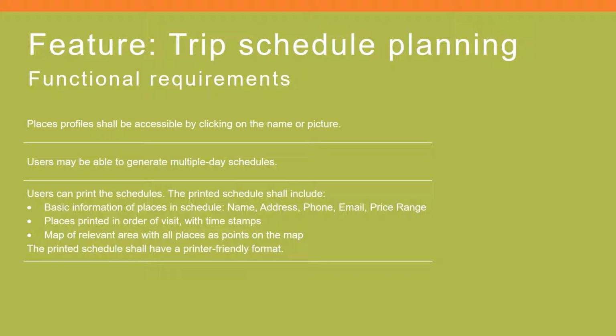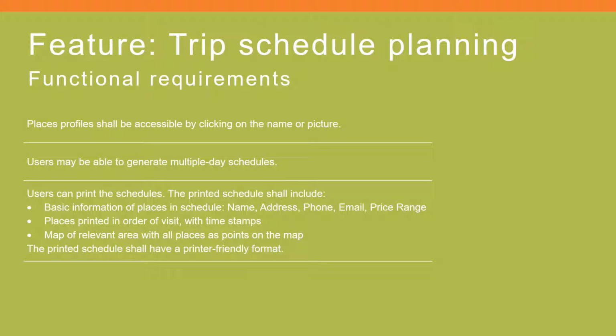The printed schedule shall include basic information of places that are included in the schedule: the name, the address, the phone, email. It will include as well the places printed in the order of the visit with timestamps, and the map of the relevant area with all places as pointers on the map. The printed schedule shall have a printer-friendly format.